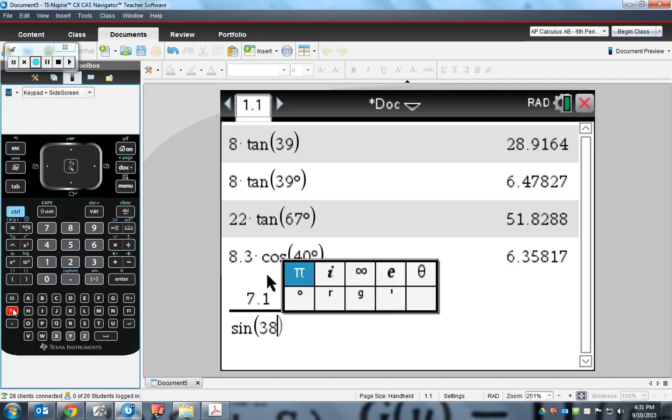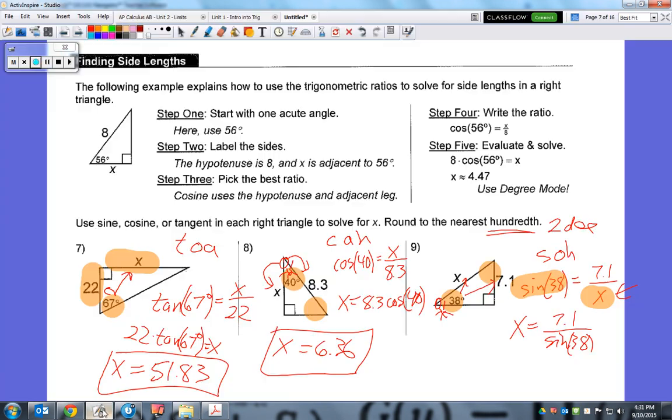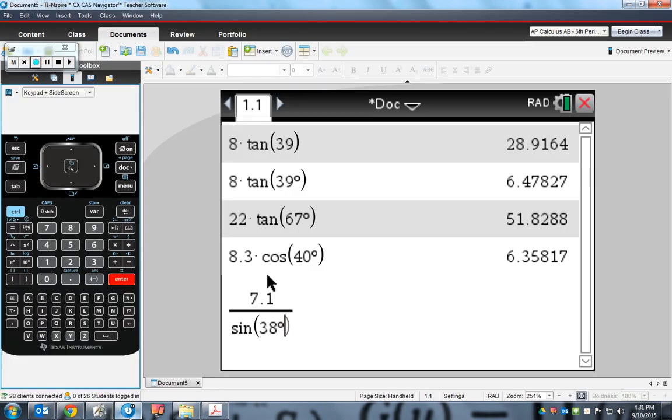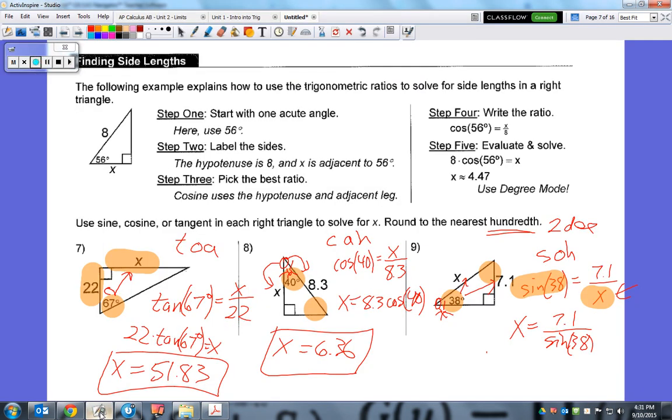And don't forget the degrees, unless you're in degree mode. And if you're in degree mode and you put the degree, it's still going to be the same answer. It doesn't undo it and change it to radian if that's what you're thinking. So 7.1, 38. My answer becomes 11.53 rounded. And that one is that.